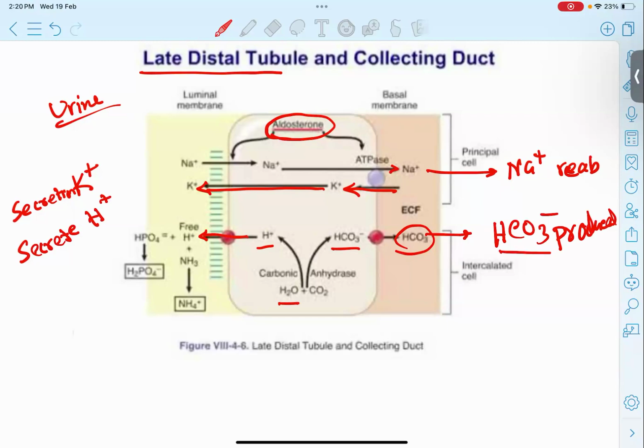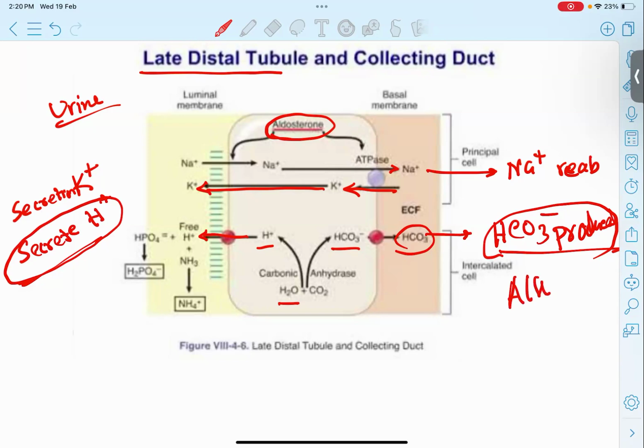So if we are producing bicarbonate and if we are losing proton, what is this term? Is it acidosis or is it alkalosis? Definitely, it is alkalosis. Alkalosis means base production. So we are producing base, but we are not only producing base, we are losing acid. Proton is acid. So metabolic alkalosis. Why metabolic? Because renal is metabolic.